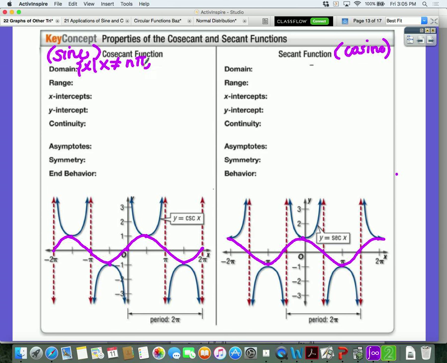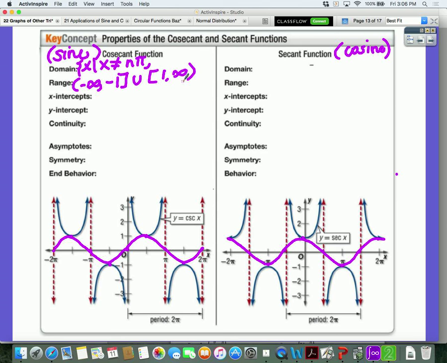Same setup as before. X is an element of all real numbers, n is an integer. Your range is from negative infinity to -1 included, union 1 to infinity. Because if you notice, it's undefined between -1 and 1. Okay, that's where sine would technically be.